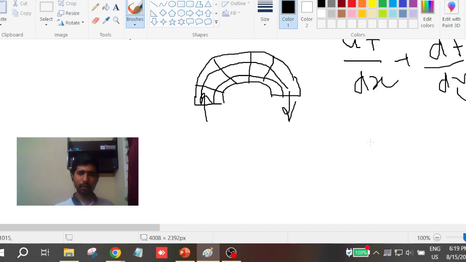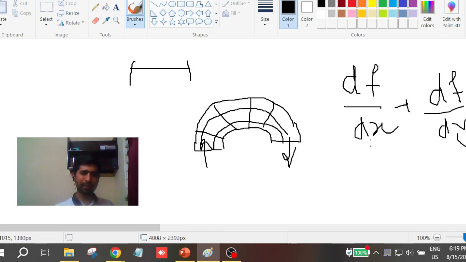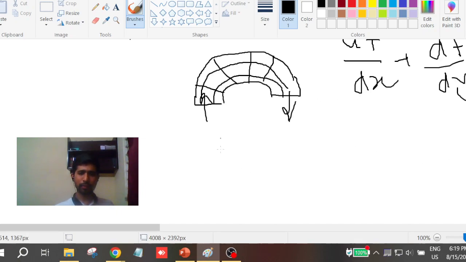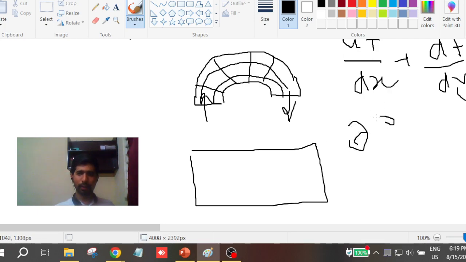But again, there is something called the Jacobian transformation, which I don't think is in this course content also. You can convert this in terms of computational space. This whole grid you can convert into a rectangle. The whole equation will get converted; then the equation will not look like this. It will be something like ∂f/∂ζ. Zeta and eta are the computational coordinates.